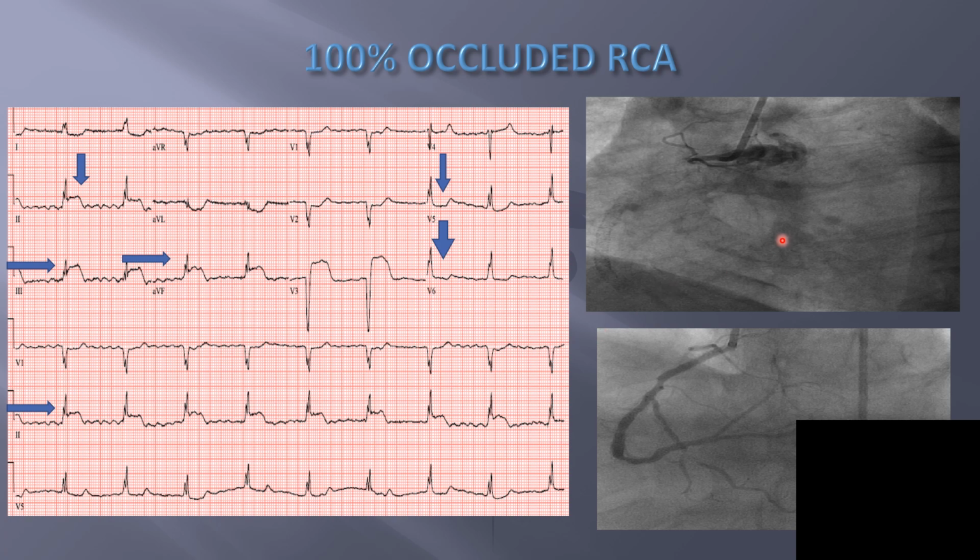This is the occlusion that we found per angiograph of the right coronary artery. As you can see, it's completely occluded there. After we performed balloon angioplasty and stenting, we opened up the vessel, and you can see it goes quite nicely open.